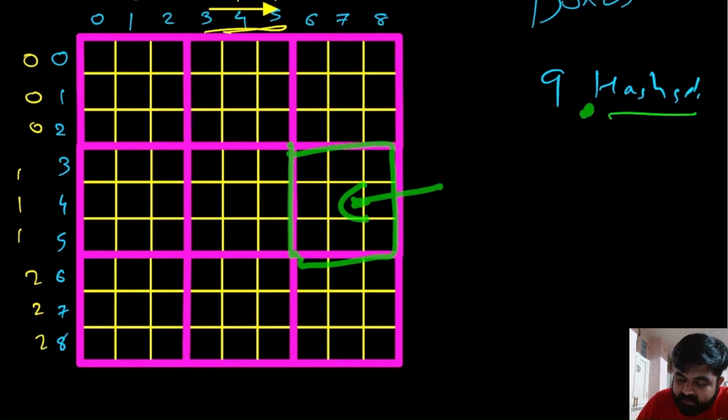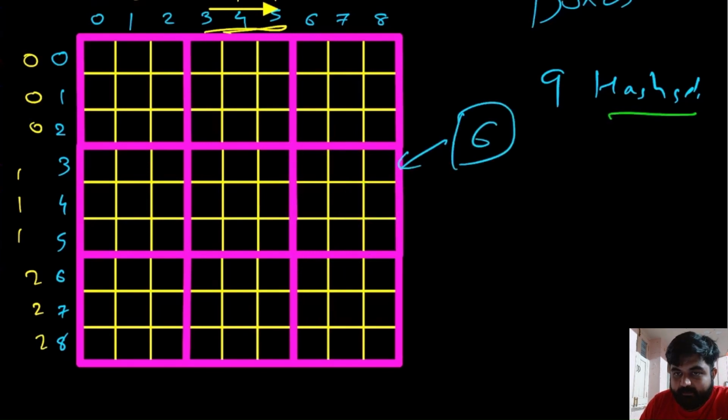Now we need to identify which particular hash set to select. This one is going to be box number 6, so hash set number 6 we need to select. Okay, but how do we define that hash set number 6 is going to be the correct one?